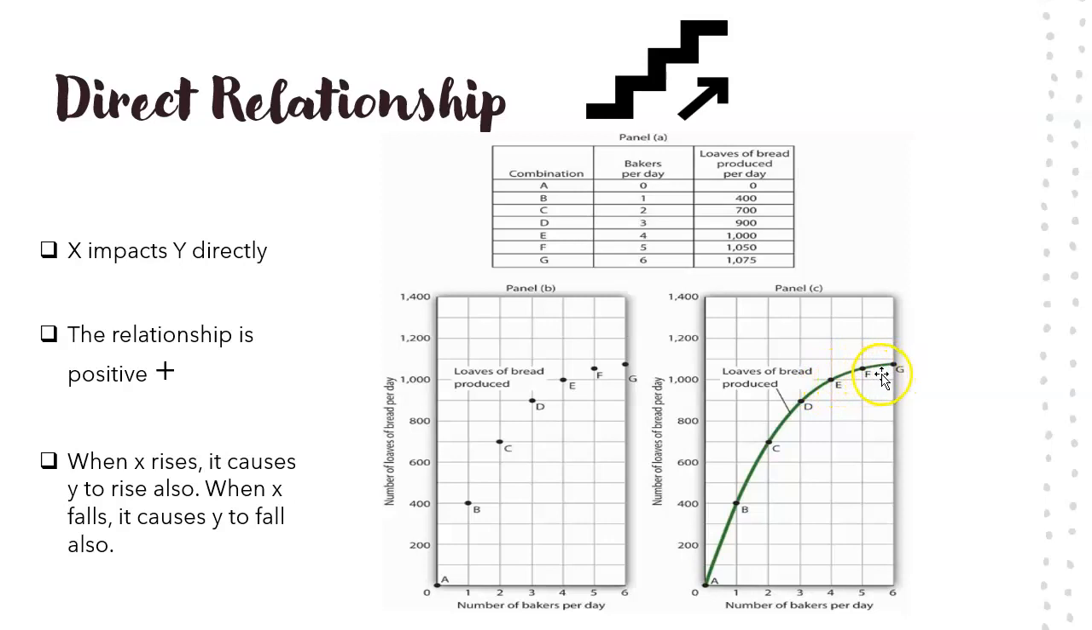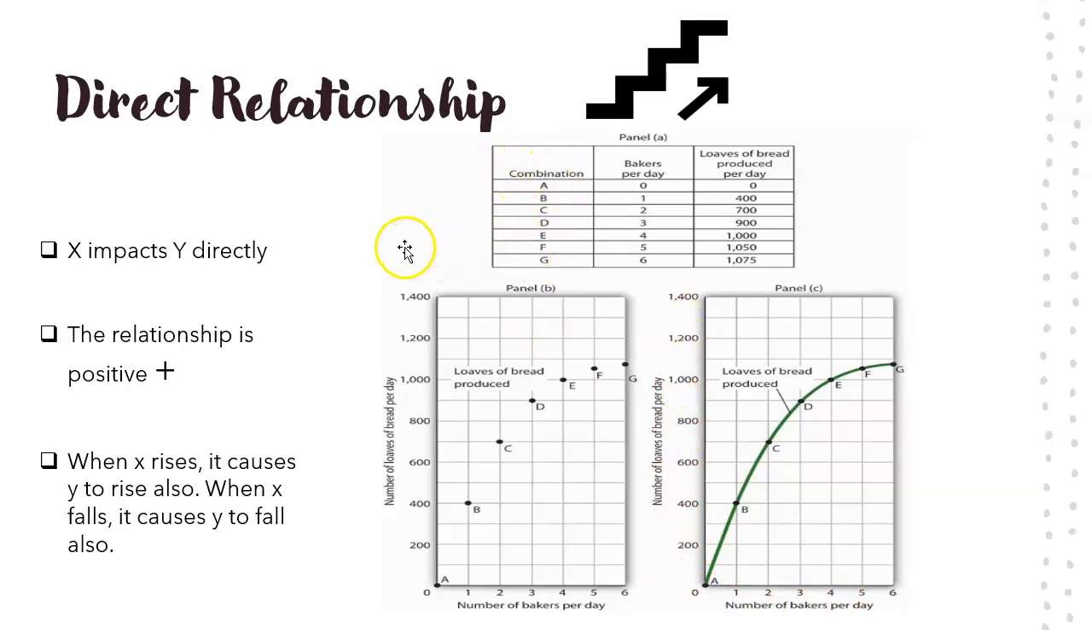This actually has to do with the law of increasing opportunity cost. This is something you will see in chapter 2, which basically shows you that eventually the return begins to shrink in such a way that the trade-off becomes more expensive. But anyway, that's besides the point. So what we're seeing here is more bakers, more loaves of bread, right? And this is a table.